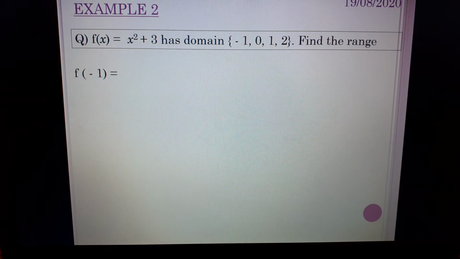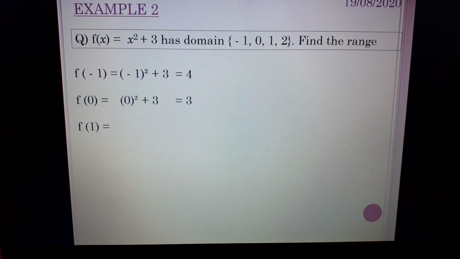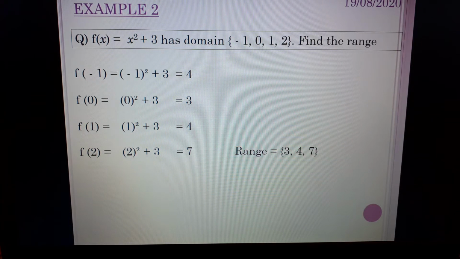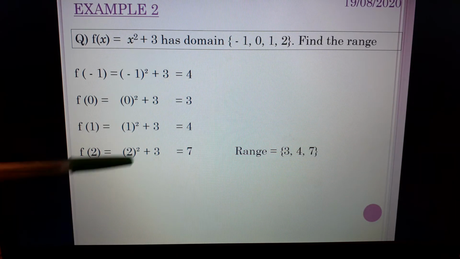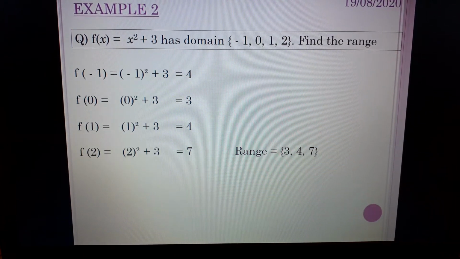Okay, so we put x equals -1 into the function. f(-1) is equal to (-1)² + 3, which is 4. f(0) is equal to 3. f(1) is equal to 4. f(2) is equal to 7. So the range, all of the answers, all of the y's, if you like, would be the set {3, 4 and 7}.